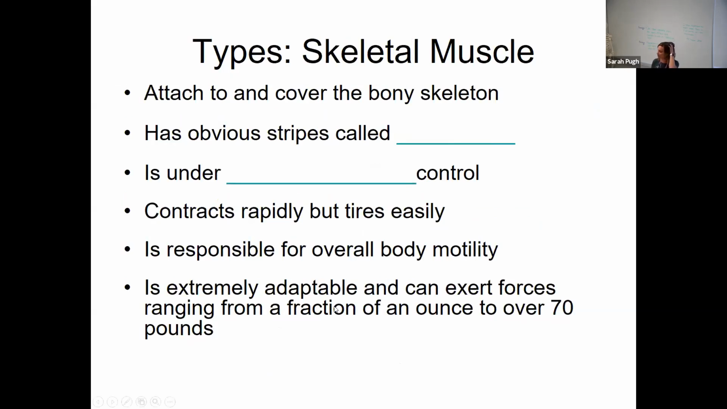So I'm going to walk you through our skeletal muscle and then our cardiac and our smooth muscle. Okay, so let's start with skeletal muscle. Skeletal muscle is the kind that's going to attach to your skeleton, right? Skeletal muscle, that's what's attached to your skeleton. It does have striations, right? Those little stripes that we can see under the microscope.